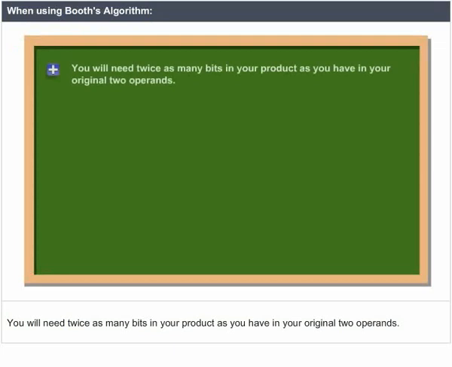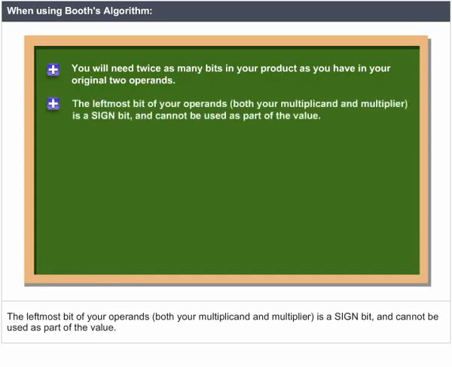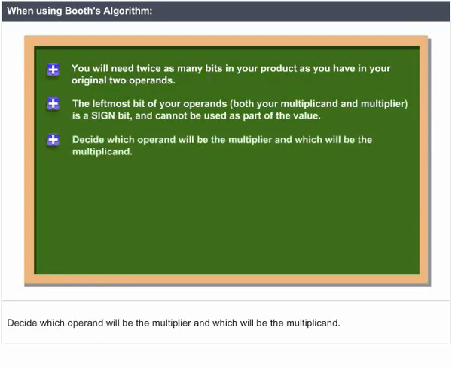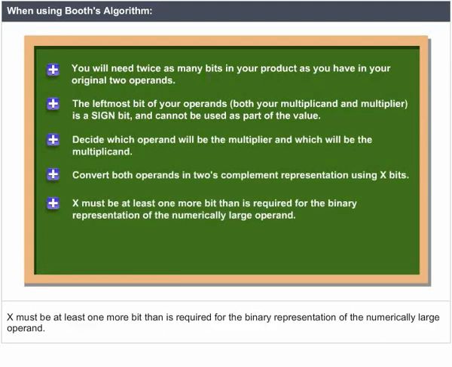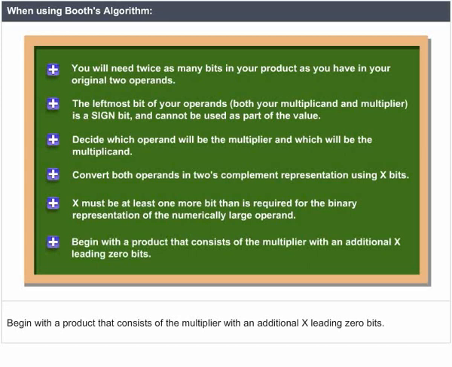When using Booth's algorithm, you will need twice as many bits in your product as you have in your original 2 operands. The leftmost bit of your operands, both your multiplicand and multiplier, is a sign bit and cannot be used as part of the value. Decide which operand will be the multiplier and which will be the multiplicand. Convert both operands to 2's complement representation using X bits. X must be at least one more bit than is required for the binary representation of the numerically larger operand. Begin with a product that consists of the multiplier with an additional X leading 0 bits.